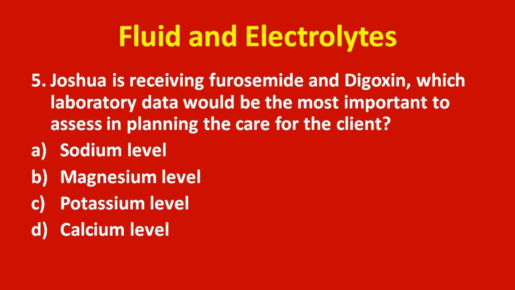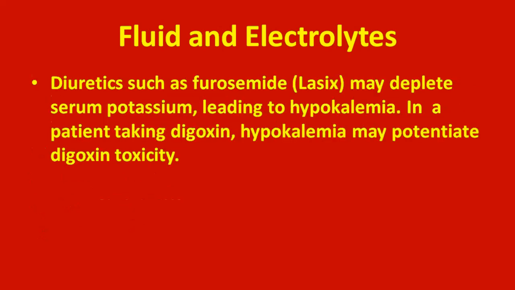5. Joshua is receiving furosemide and digoxin. Which laboratory data would be the most important to assess in planning the care for the client? A. Sodium level. B. Magnesium level. C. Potassium level. D. Calcium level. Diuretics such as furosemide, Lasix, may deplete serum potassium, leading to hypokalemia. In a patient taking digoxin, hypokalemia may potentiate digoxin toxicity.